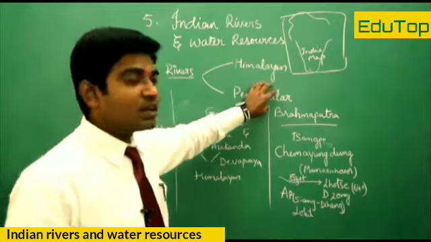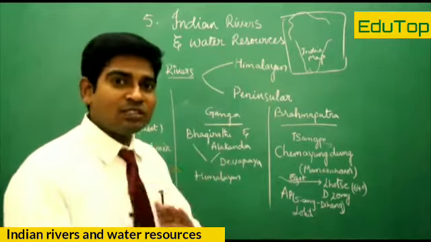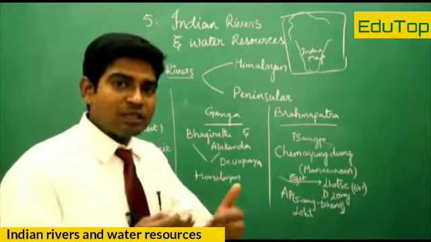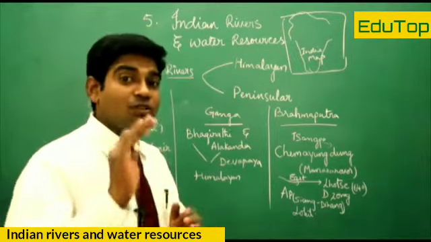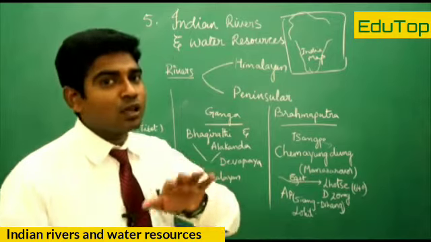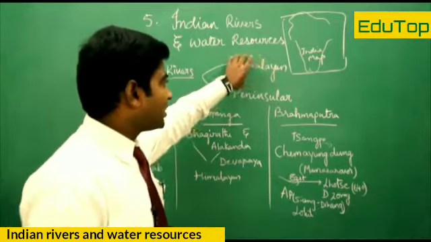When it comes to the peninsular rivers, they may have a seasonal impact, because in the summer season and the winter season they may be in dry conditions or the level of the water may be less when compared to the rainy season. Now let us discuss the Himalayan rivers.